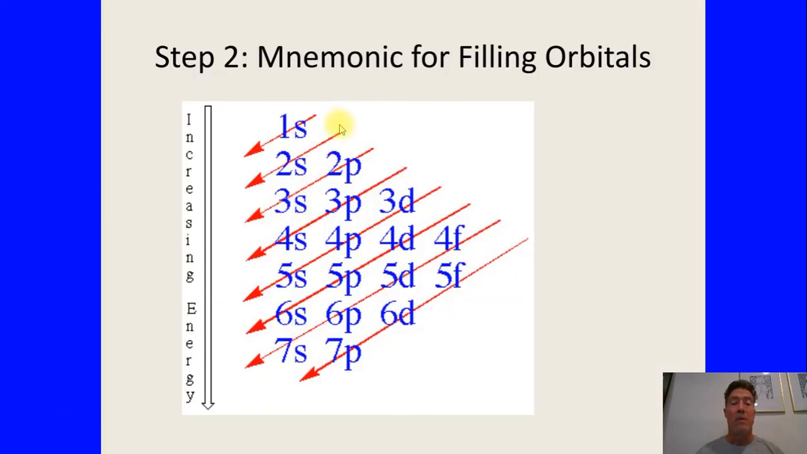This is a mnemonic for helping us to fill orbitals correctly. We're going to start with the 1s until we get to 1s2, then 2s, until we get to 2s2, then 2p6, then 3s2, 3p6, 3d10, 4s2, 4p, and so on.